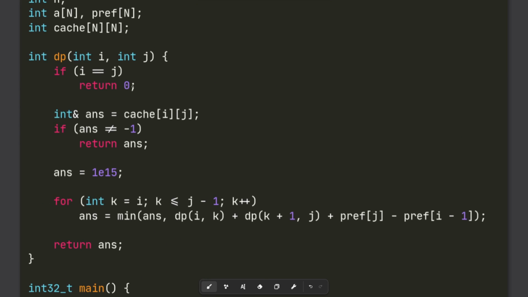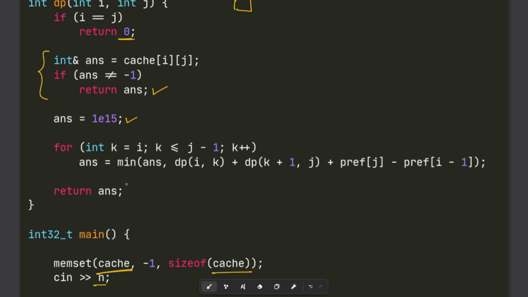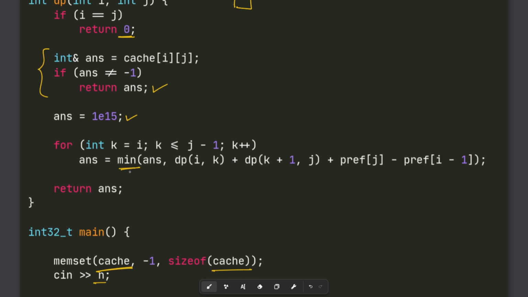And these are the base conditions. We check whether we have arrived at a case where there is only one element left in the merging that we are performing. In that case, the cost is 0. We are going to check if this state is already visited. If it is visited, we can return the answer from there. We initialize the answer with a large positive value so that it is minimized appropriately.